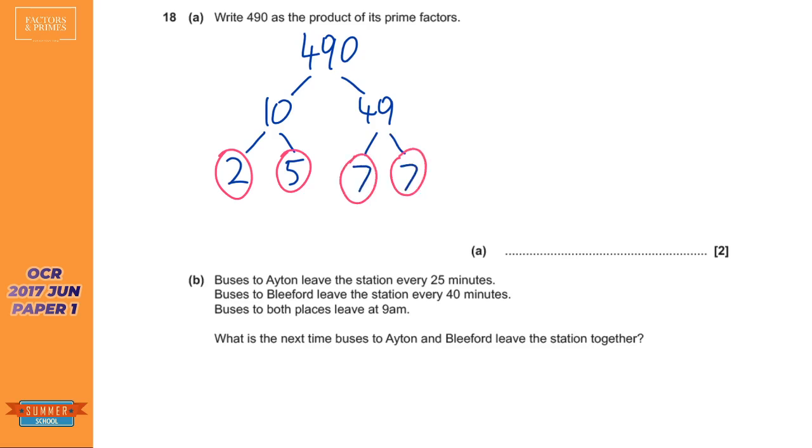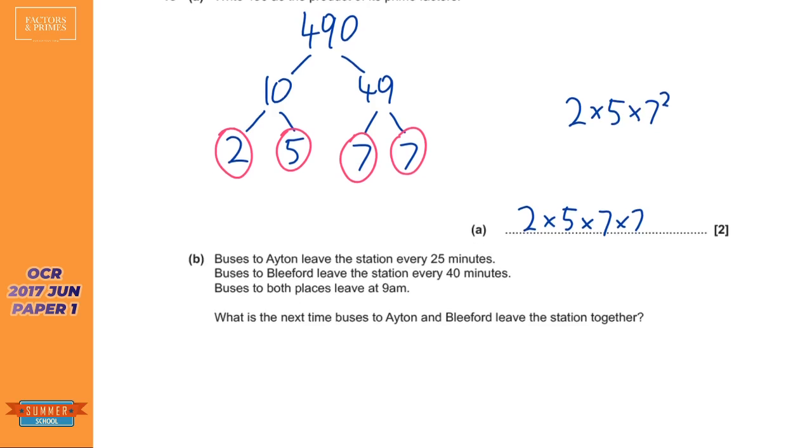Circle those, they're both prime. So always do them in order of size, so 2 times 5 times 7 times 7. And again, if you're asked to do it in index form, you would do 2 times 5 times 7 squared, but this one doesn't ask for index form.